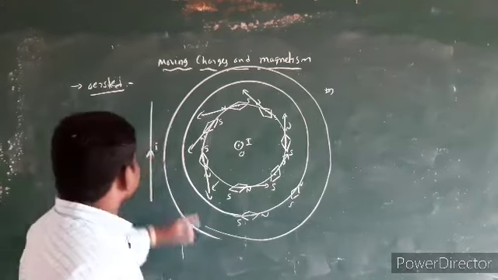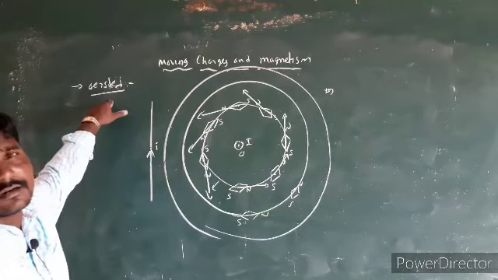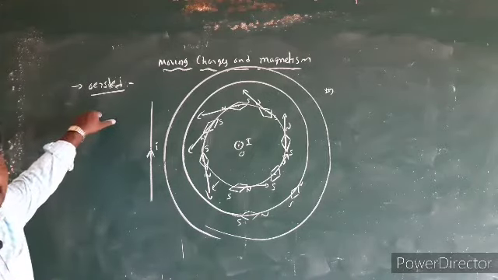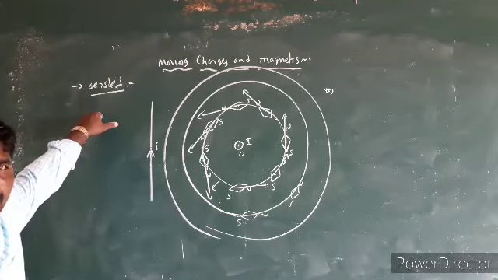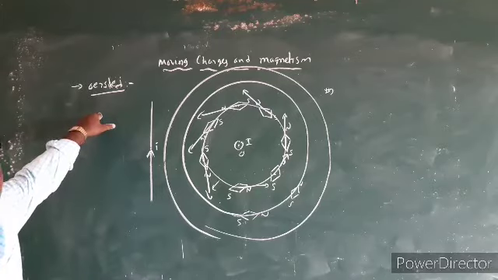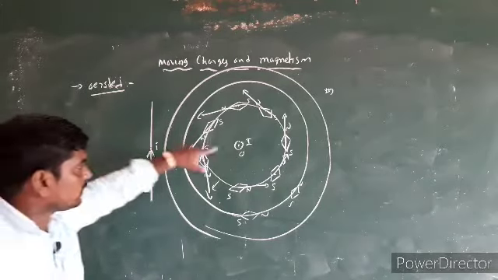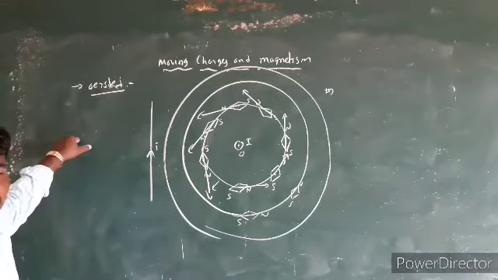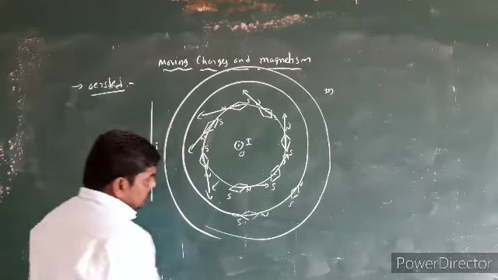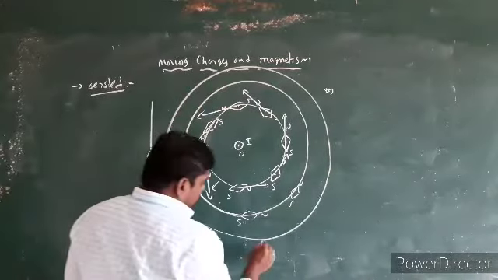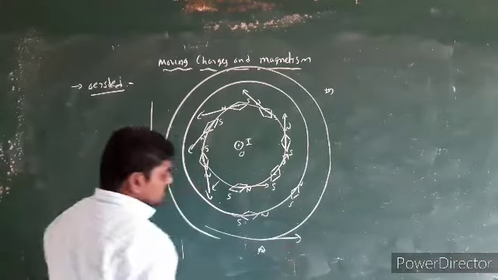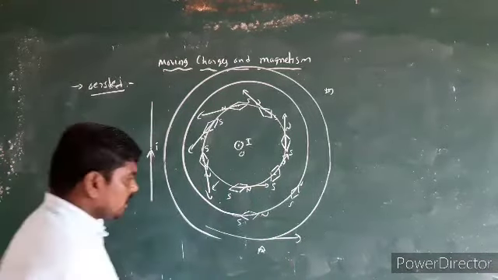The first one is that around a current carrying conductor there is a magnetic field. The second one is that the magnetic field lines are concentric circles considering the wire conductor at the center. The third one is that the direction of the magnetic field at any point is given by the tangent drawn to the circle. For example, this is one magnetic field line. At this point, if you want to know the direction of the magnetic field, draw a tangent.